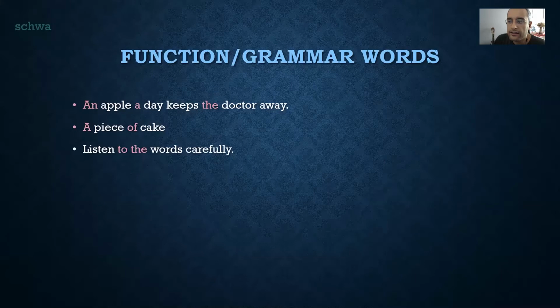Listen to the words carefully. Listen to the words carefully, not "to the". You can just say, listen to the words carefully, because what is important here? Listen, words, carefully. These are content words. I don't care about the preposition and the article, right? Listen to the words carefully. So when I decrease the pronunciation of "to" and "the", I am actually increasing the pronunciation of listen, words, and carefully. Stress, guys, very important.